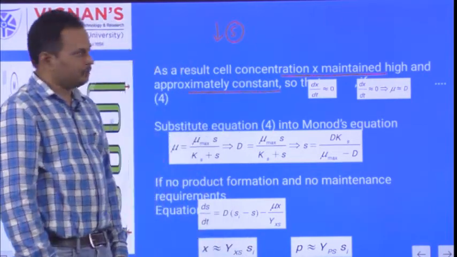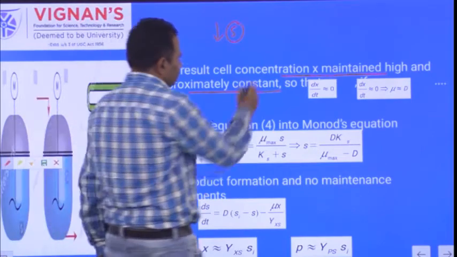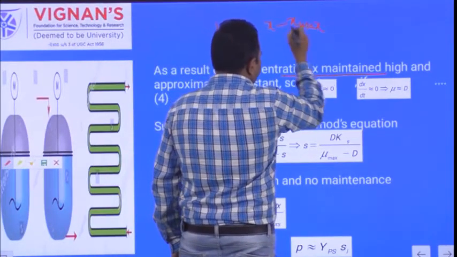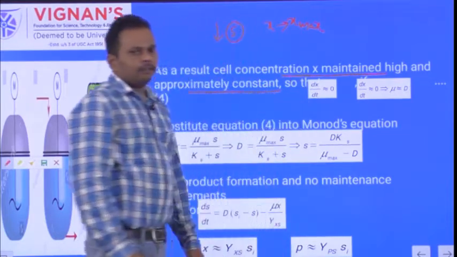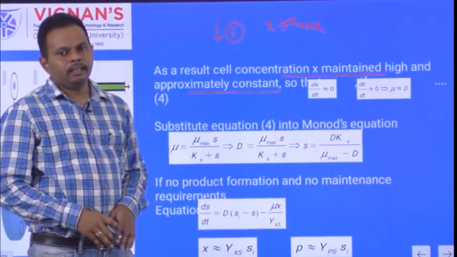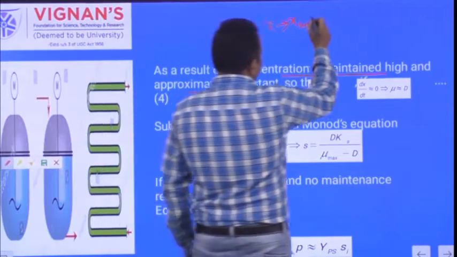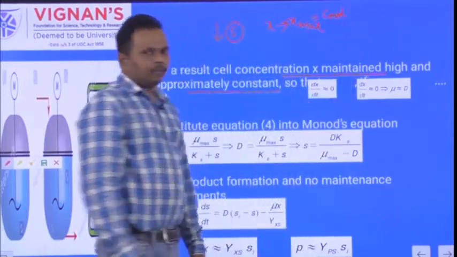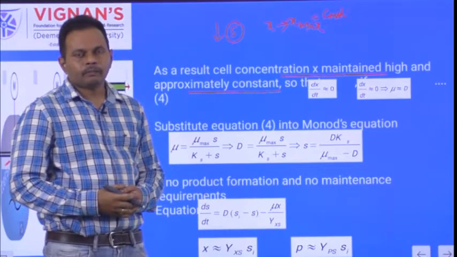All the substrate is consumed by the cells, and X value reaches the X max. X max is the maximum cell concentration. This becomes constant. Maximum is constant. So at this condition, what happens to the substrate?